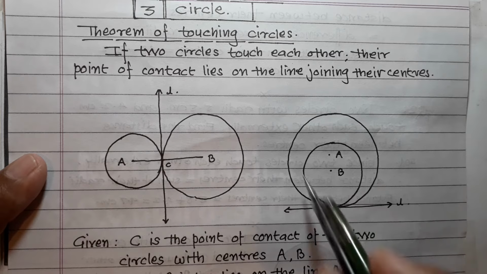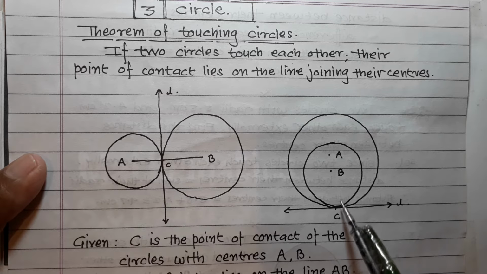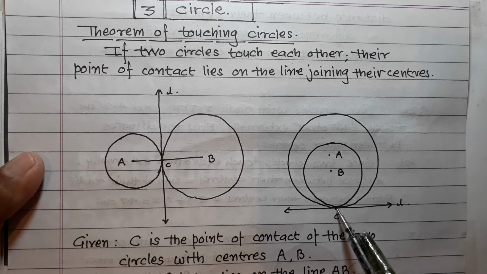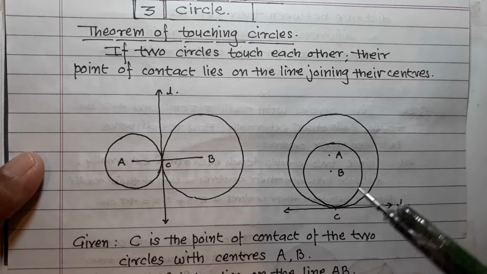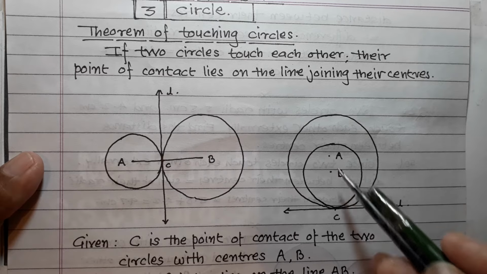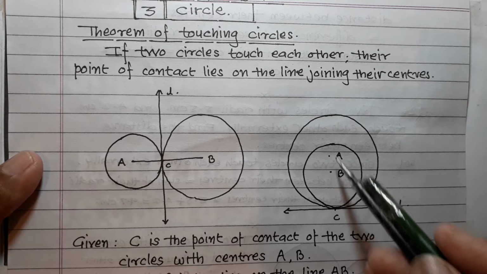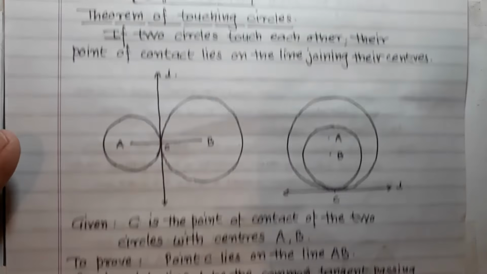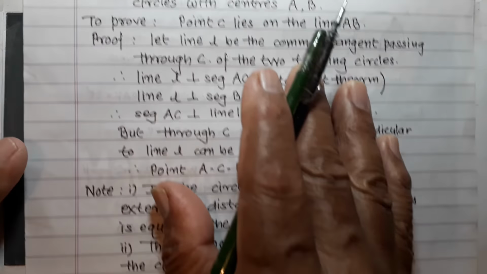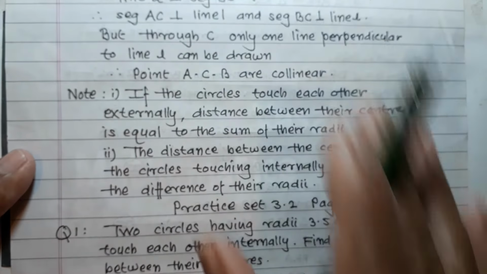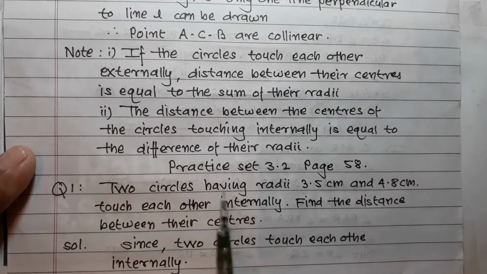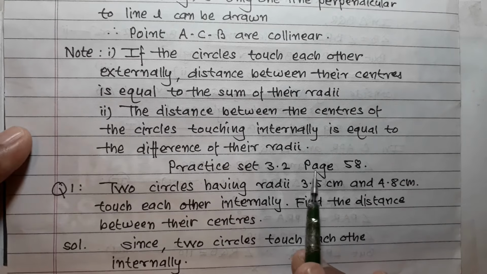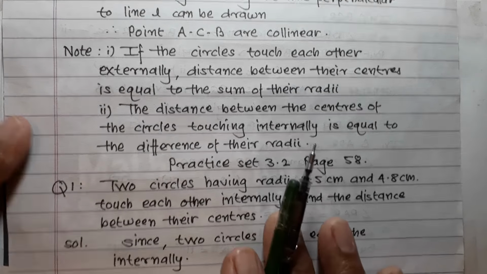And if the circles touch each other internally, then the distance between their centers is equal to the difference between their radii. So these two points are very important. Try to remember. Now I will explain practice set 3.2, page number 58.